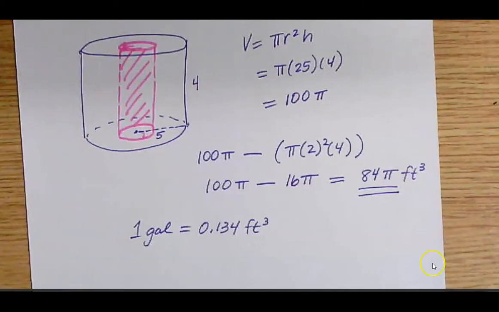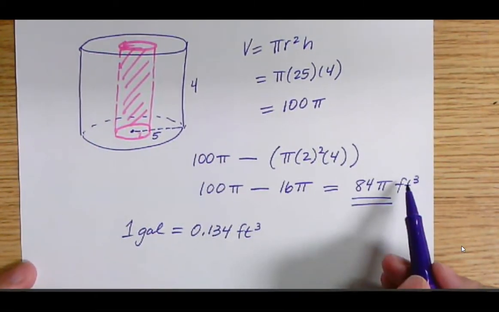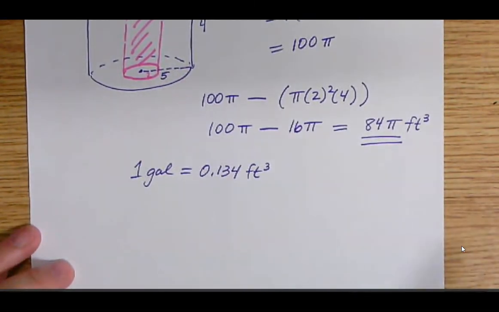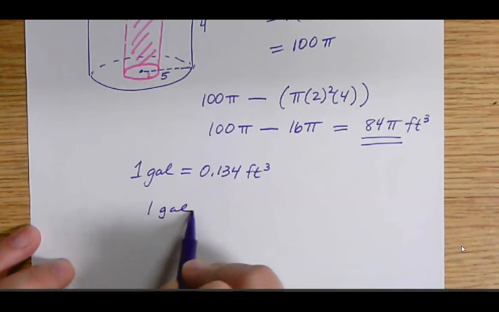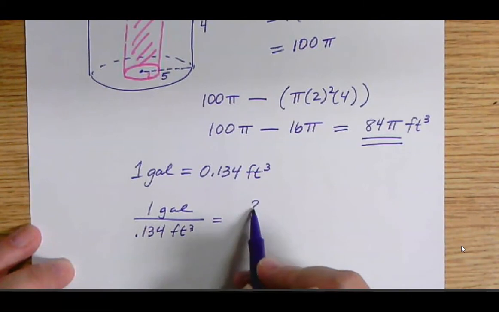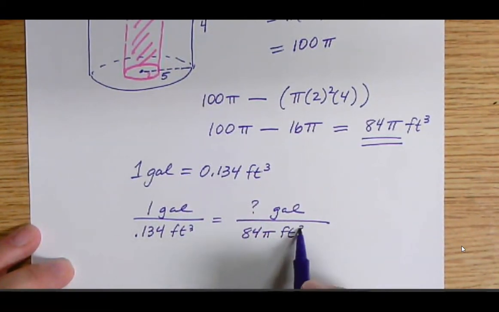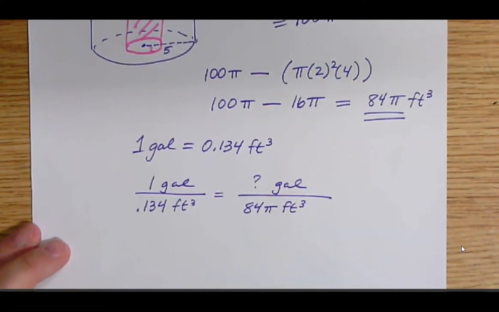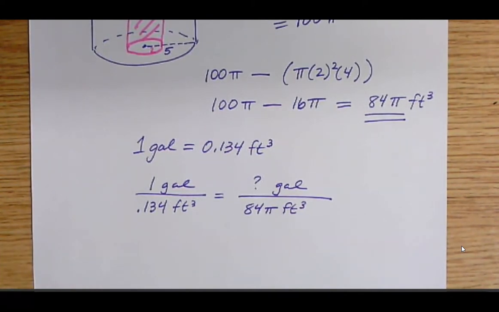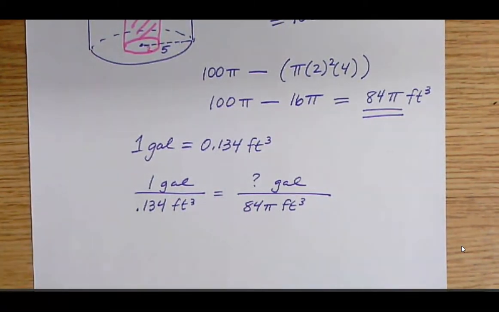Okay, so let me come over here. So if this is how many cubic feet I have, I need to know, and we can set up a proportion as one way to do this. I can say if 1 gallon is 0.134 cubic feet, then how many gallons is in 84 pi cubic feet? And the nice thing about setting up a proportion is it kind of tells me what to do. I'm going to cross multiply. So I'm going to multiply 84 pi times 1. That's still going to be just 84 pi. And then I'm going to divide that by 0.134.